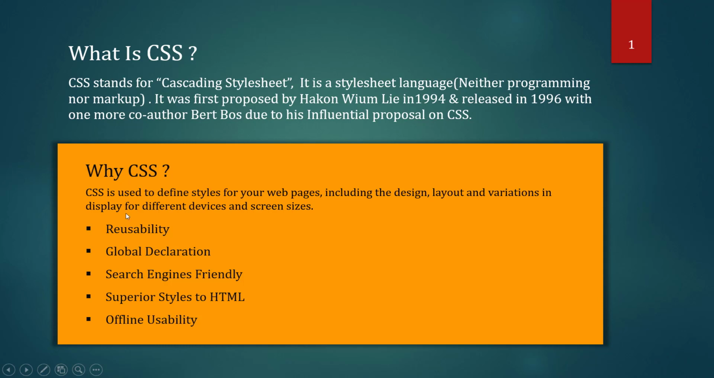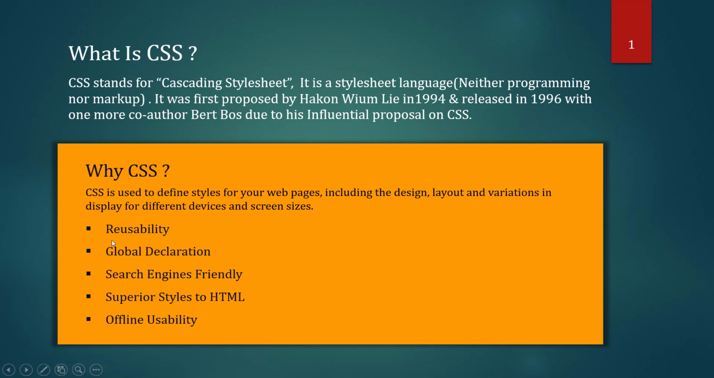CSS is used to style our web pages, including the design, layout and the variations in display for different devices and screen sizes. It means we use CSS to define different styles and layouts for web pages and make variations in the different page designs. Why do we need these variations and why do we use it?